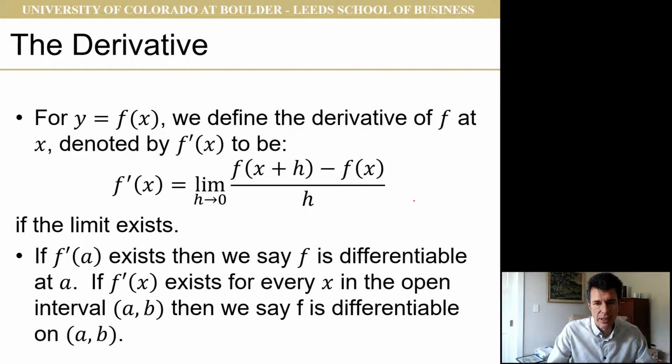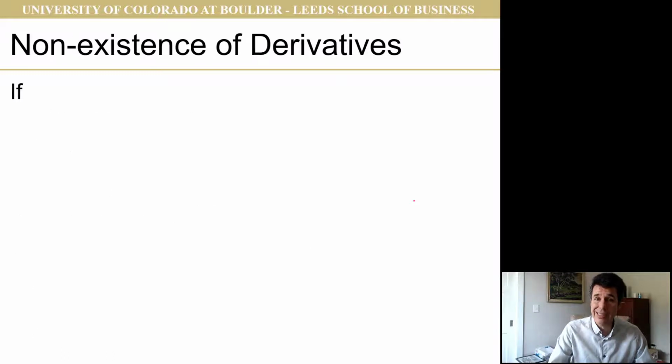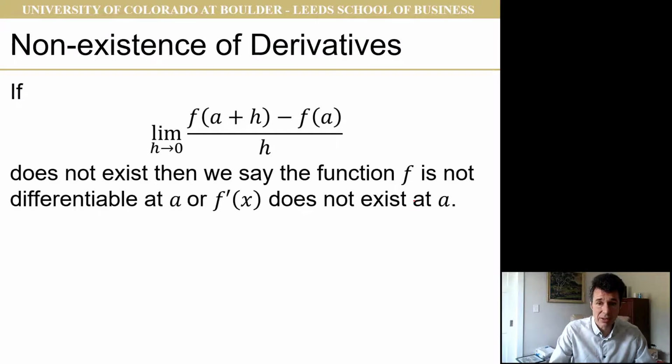If it exists at a point a, then we say f is differentiable at a. If the derivative exists at every x in some open interval, then we say f is differentiable on that open interval. If the derivative exists for all possible x, then we say f is a differentiable function. If the limit does not exist, then we say f is not differentiable at a, or f prime of x does not exist at a.